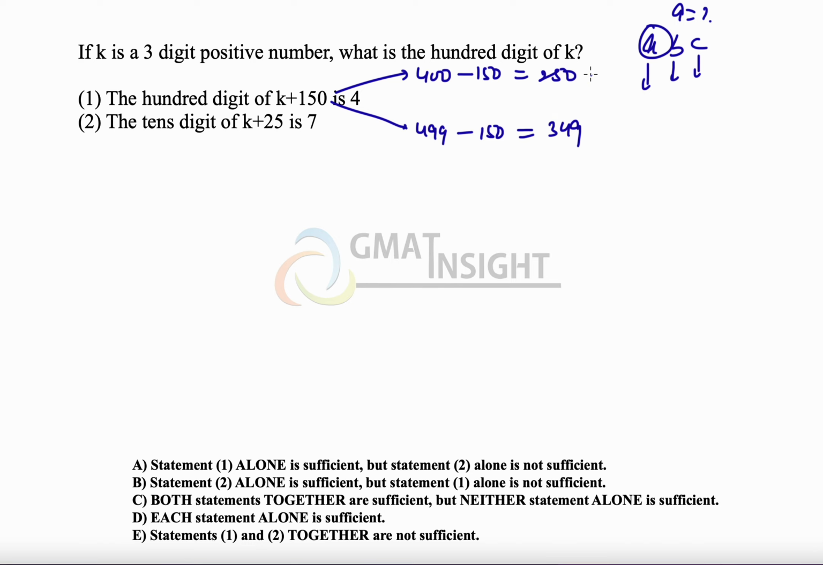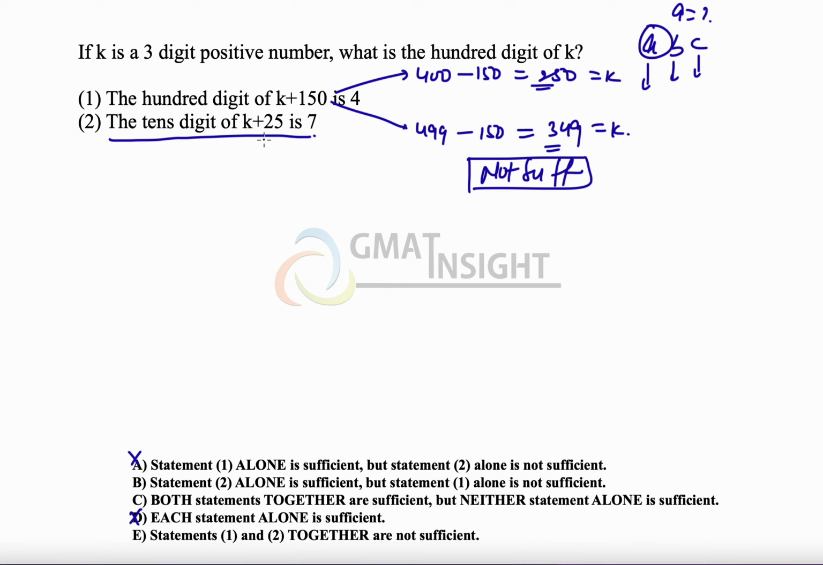That means k can be any one of these two values, which means the hundredths digit of k can be either 2 or 3, and that's where we say that the first statement alone is not sufficient, and therefore option A and option D can be eliminated. Now let's look at the second one.